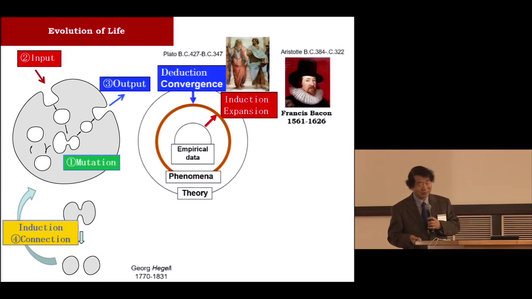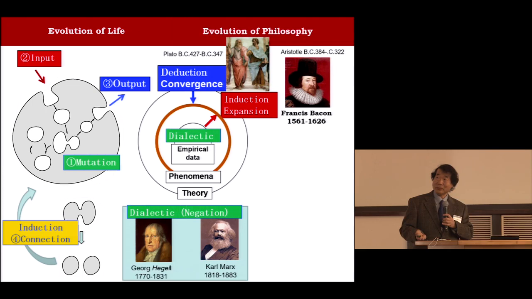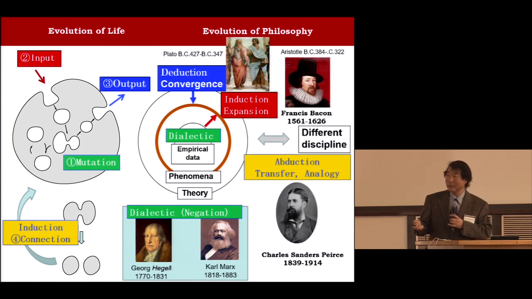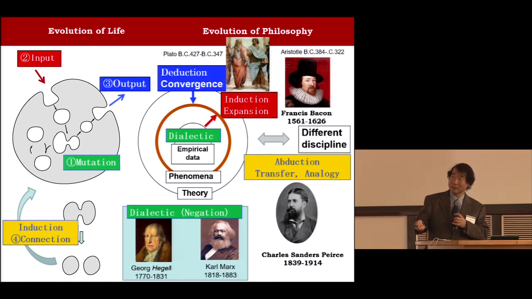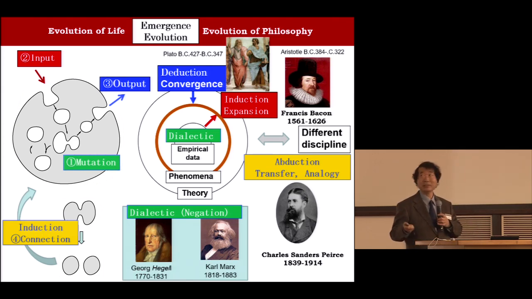Consider the evolution of philosophy. As I mentioned before, deduction and induction are very important. After Hegel and Marx suggested the importance of dialectic relating to negation, it became an important first principle. And in the 19th century, Charles Peirce introduced the importance of abduction as a new logic. Now you can see four different principles coexisting. And finally, what is emergence?